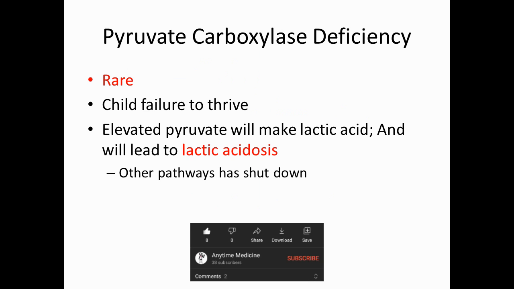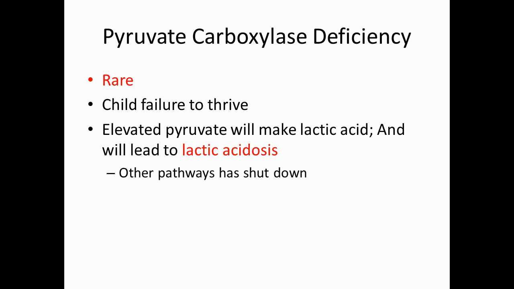So this is a rare syndrome which is pyruvate carboxylase deficiency. In this, the child will fail to thrive because they cannot make new glucose, as they cannot do gluconeogenesis. So elevated pyruvate will make lactic acid, and it will lead to lactic acidosis because other pathways have shut down, that we are going to see how in the next slide.